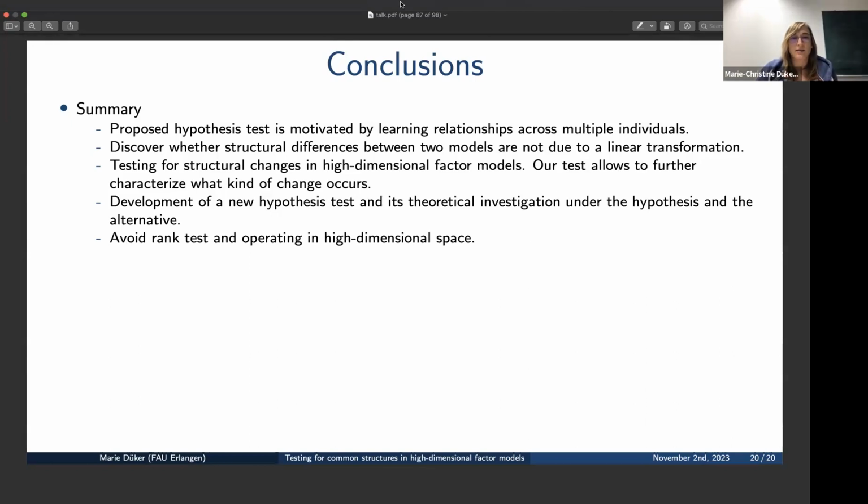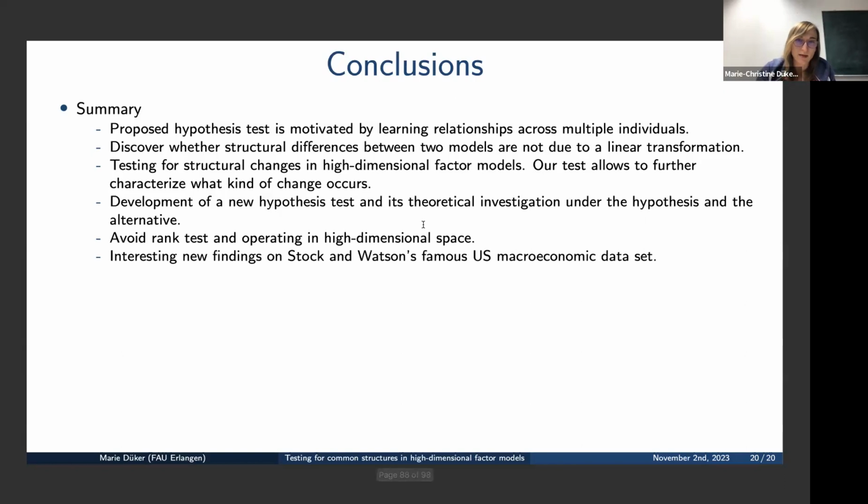The nice thing here is that we avoided doing any rank test, because that would be an alternative approach maybe. And then also we operate on a lower dimensional space. So we didn't need to do anything in a high dimensional setting where we compare projection matrices. We did everything based on the factors. We had some new findings on the Stock and Watson data set. And to end this, we can also think about some related future work.